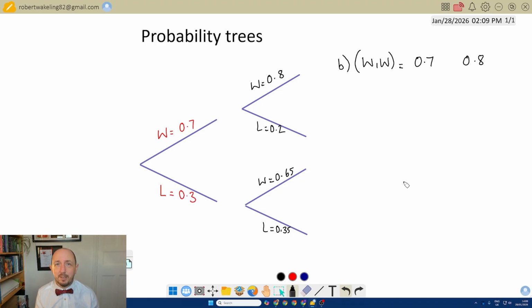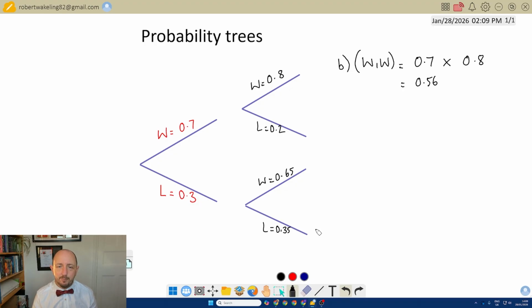And students often make a mistake here and try to add these. But if you do that, our answer would be 1.5, which is more than 1, which is not possible with probabilities. So we need to multiply as we go along the branches. Okay, 0.7 times 0.8 is 0.56, 56% chance of winning both your games.